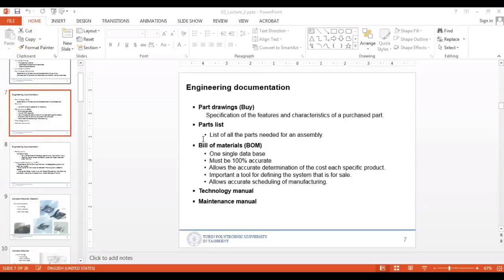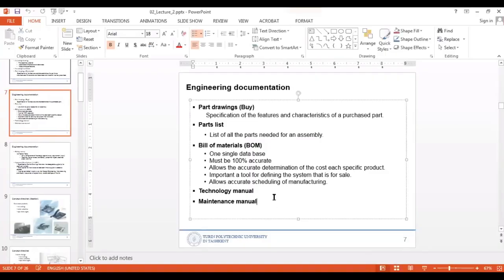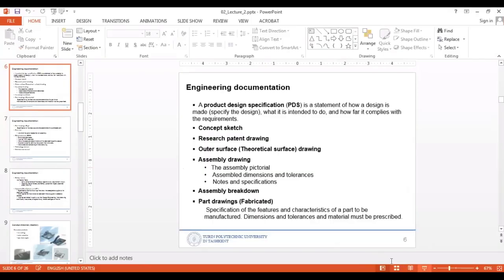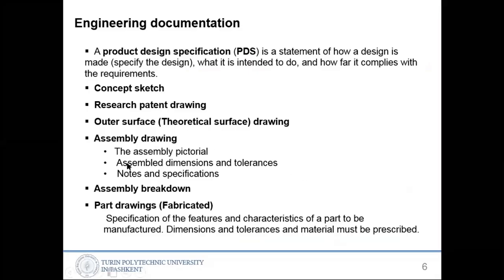So another part is engineering documentation, which includes part drawings. As I told you, for each part we need a drawing, only a single part drawing. In the assembly drawings there are many parts.